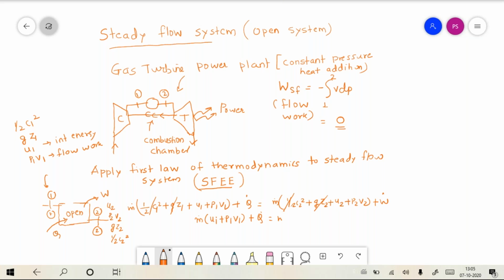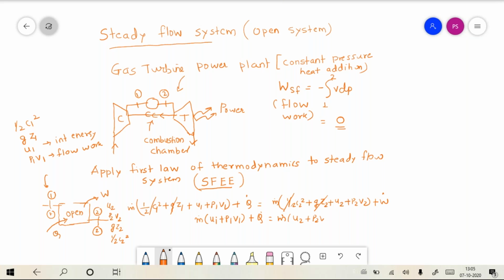So we can rewrite this as H1 plus Q dot is equal to H2 plus W dot, and W dot is zero, right? Hence your heat transfer, when you are talking about a steady flow system, is calculated as simply the difference between the enthalpies at exit and inlet, H2 minus H1. And in differential form, del Q is del H. So you need to remember that when you are talking about the open system, the expression for the work is zero, and the expression for heat transfer is H2 minus H1.